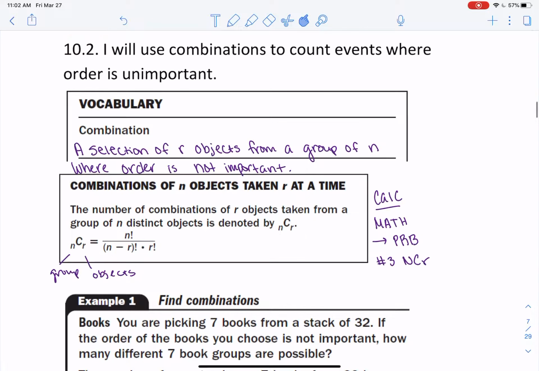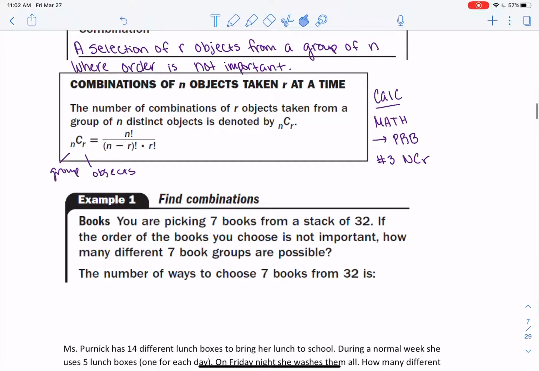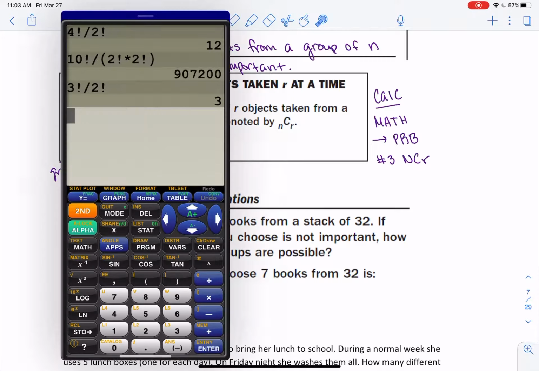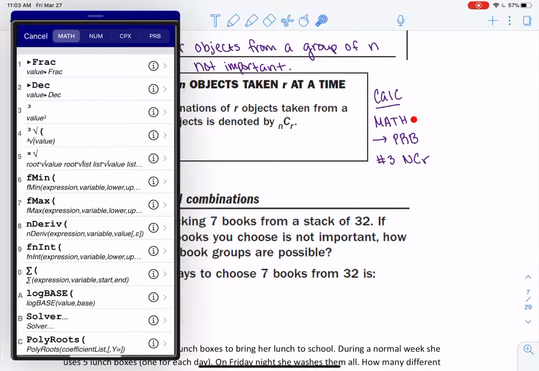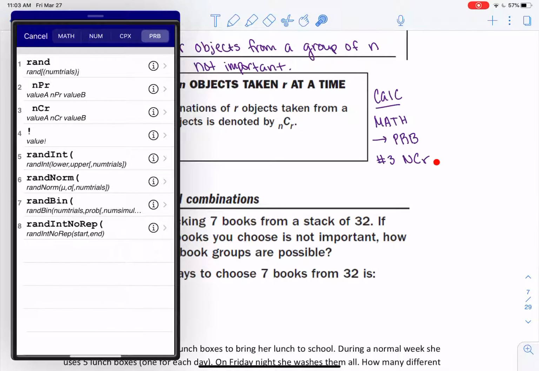So we do have a definition here: a selection of r objects from a group of n where order is not important. We also have our formula here, but how we notate is nCr, so that's our group and objects. Just like before, except instead of a P, it's a C. In the calculator, it's the same steps. We click math, just like we did before, then go over to probability, and it's the third one down, nCr, right there.